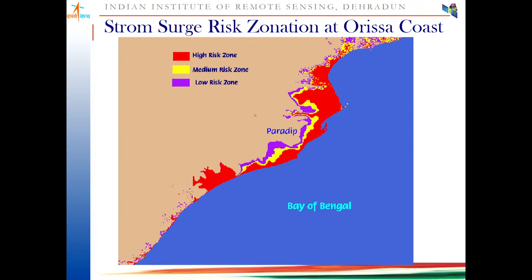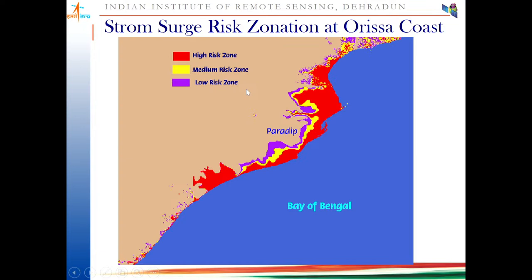This type of study can also be done for storm surge risk generation along the Orissa coast. If you have a good-resolution digital elevation model, then you can find out, if there is a storm surge or a local sea level rise of a few centimeters, which areas will be high risk, medium risk, and low risk zones. We can find it out based on that.